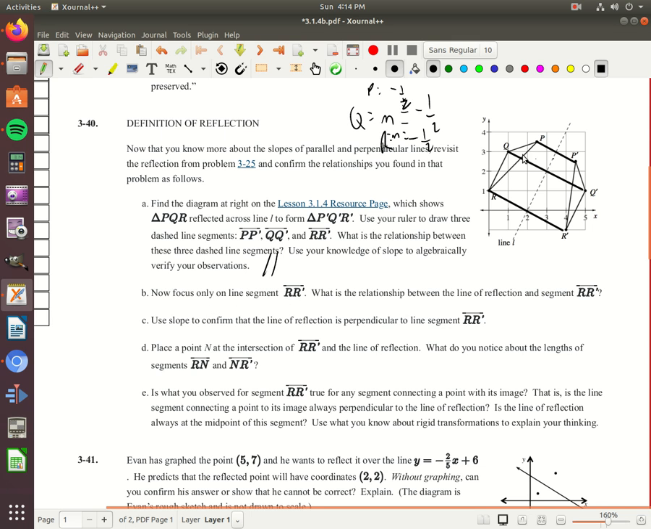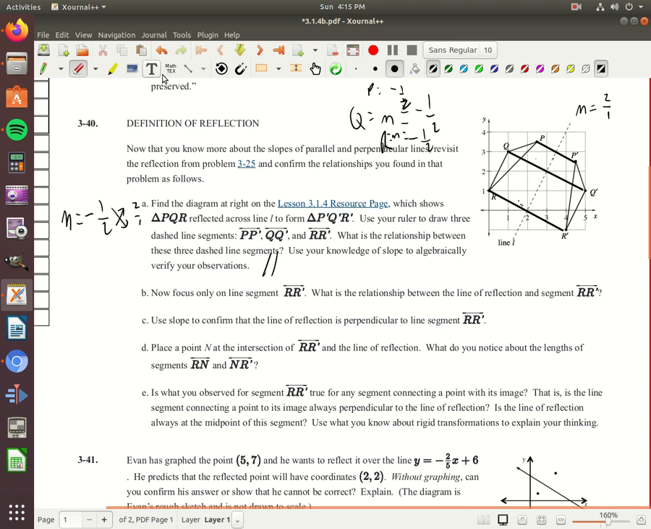Now focus on line segment R, R prime. So just this one right here. It says, what's the relationship between the line and reflection? Well, I think that's a 90-degree angle. And again, I know the slope is -1/2. So this line of reflection would have to have a slope of 2. Because if R, R prime has a slope of -1/2, and I want the negative reciprocal of that, it would be positive 2 over 1. So this needs to have a slope of 2 over 1 to be a 90-degree angle, up 2 over 1, up 2 over 1. So yeah, I can confidently say those are perpendicular lines.